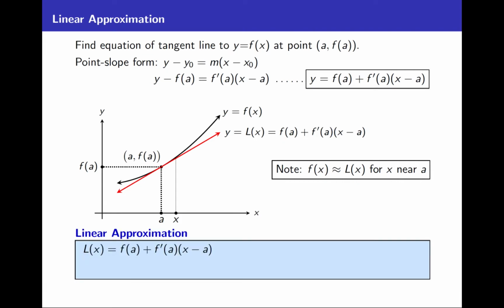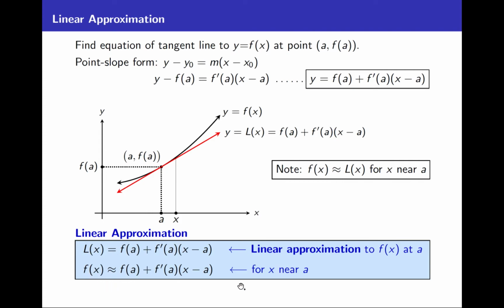So we're going to take these observations and codify them into a formula. We call this function L of x equals f of a plus f prime of a times x minus a, the linear approximation to f at a. And as we said, f of x is approximately equal to that linear approximation for values of x that are sufficiently close to a. So the way to look at this is L of x is the best fit to f of x by a linear function at x equals a.